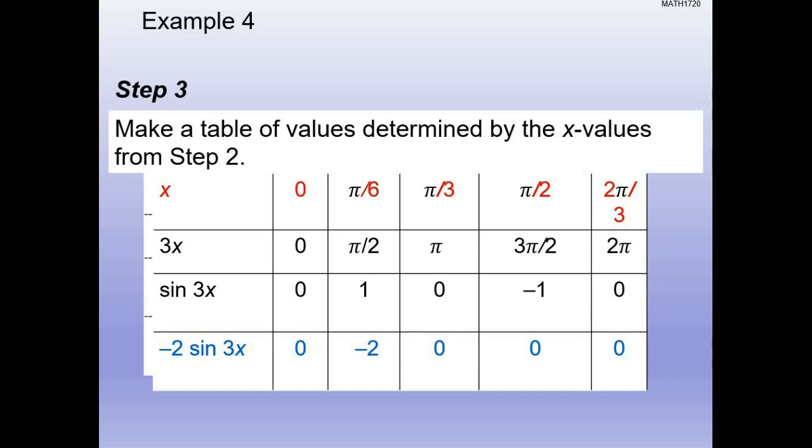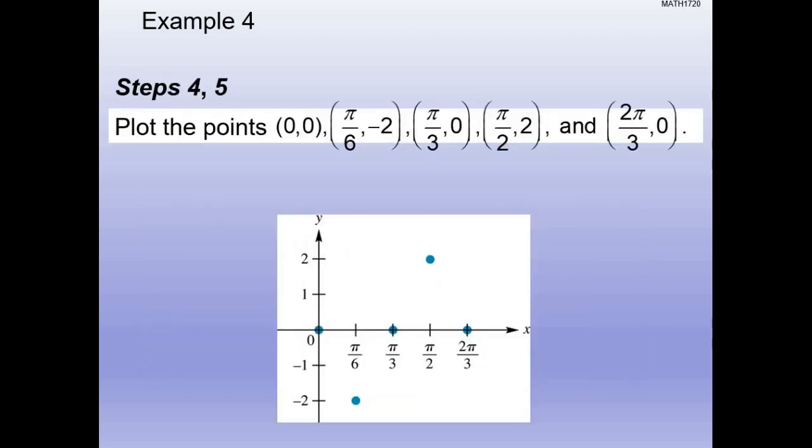When we plug this in, there is one slight error. It should be a positive 2 at pi over 2. So when sine of 3x is negative 1, that should say positive 2 here on the table. So I do have a misprint there that needs to be fixed. So that's where this value comes from.